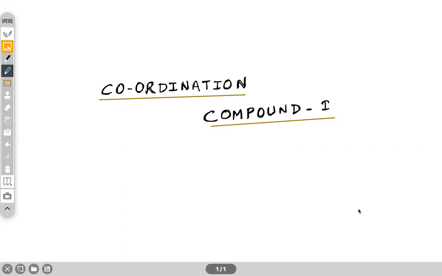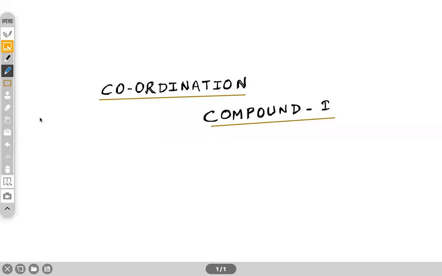Yes. So today, guys, we are going to start a new chapter, coordination compound, from inorganic chemistry, a very important topic. You're going to have one definite question from this. There are so many different types of questions from this chapter.